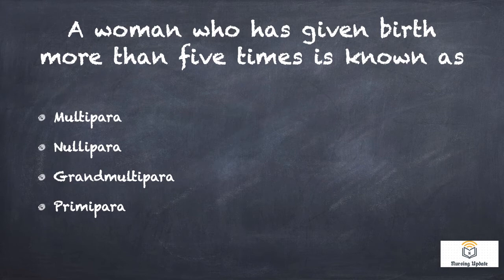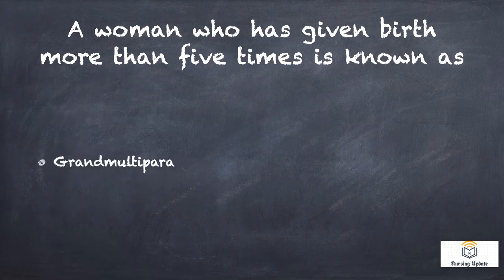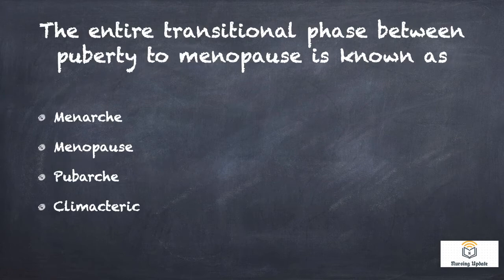I have given all the definitions, and the answer for this question is grand multipara. Multipara means 2 or more times, grand multipara means more than 5 times. If the woman is giving birth for the first time, that is primipara. If she didn't give birth to any viable child, that is known as nullipara. Okay, let's move on to the next MCQ.